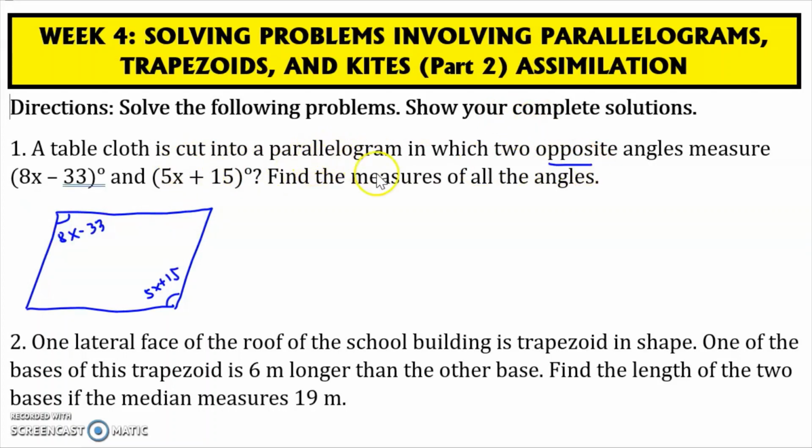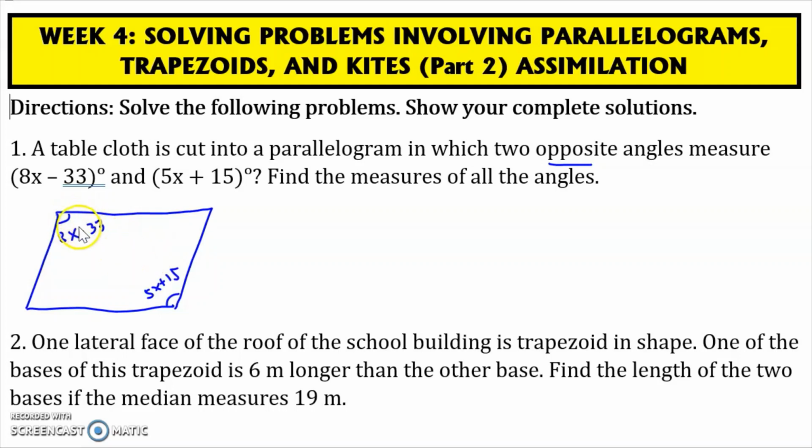So, is a parallelogram in which two opposite angles measure... ito na siya, nailagay ko na. Find the measures of all the angles. Ibig sabihin, ang hinahanap is yung measure ng lahat ng angles ng parallelogram na yan. Hindi tayo makakapaghanap ng measure kung meron tayong variable. So first step natin, we need to solve for the missing variable, which is in this case yung x natin, para magkaroon tayo ng mga value.